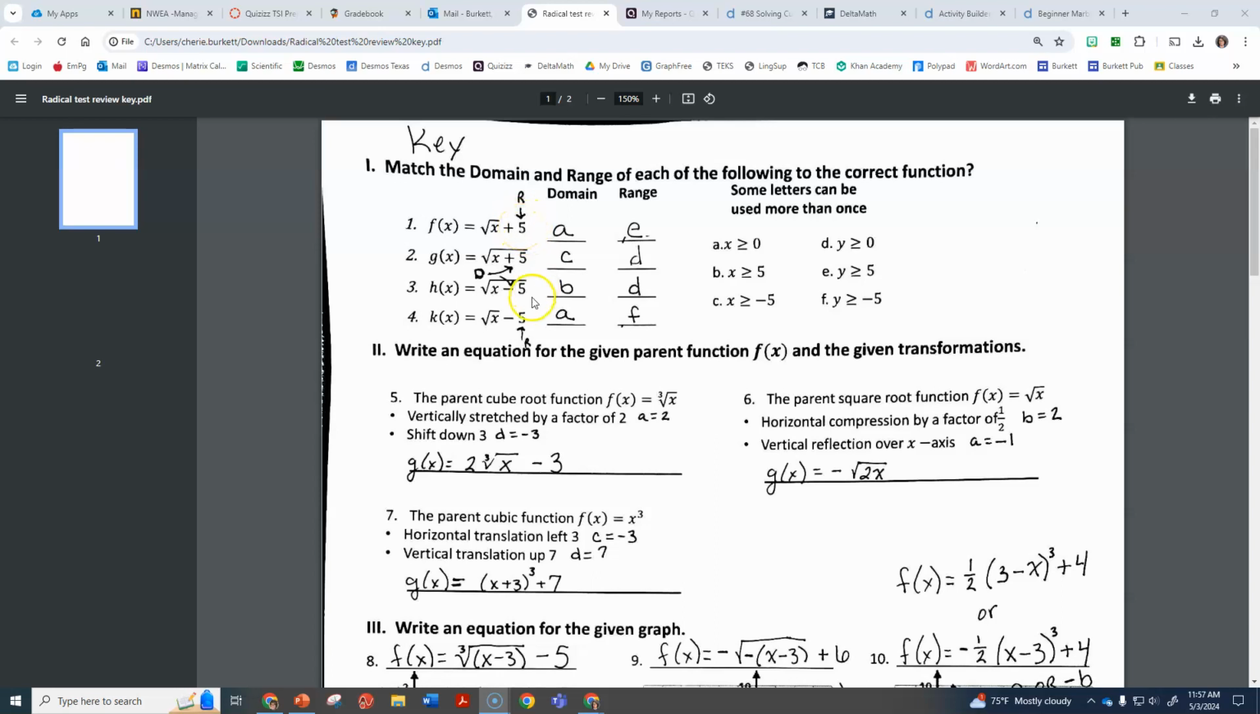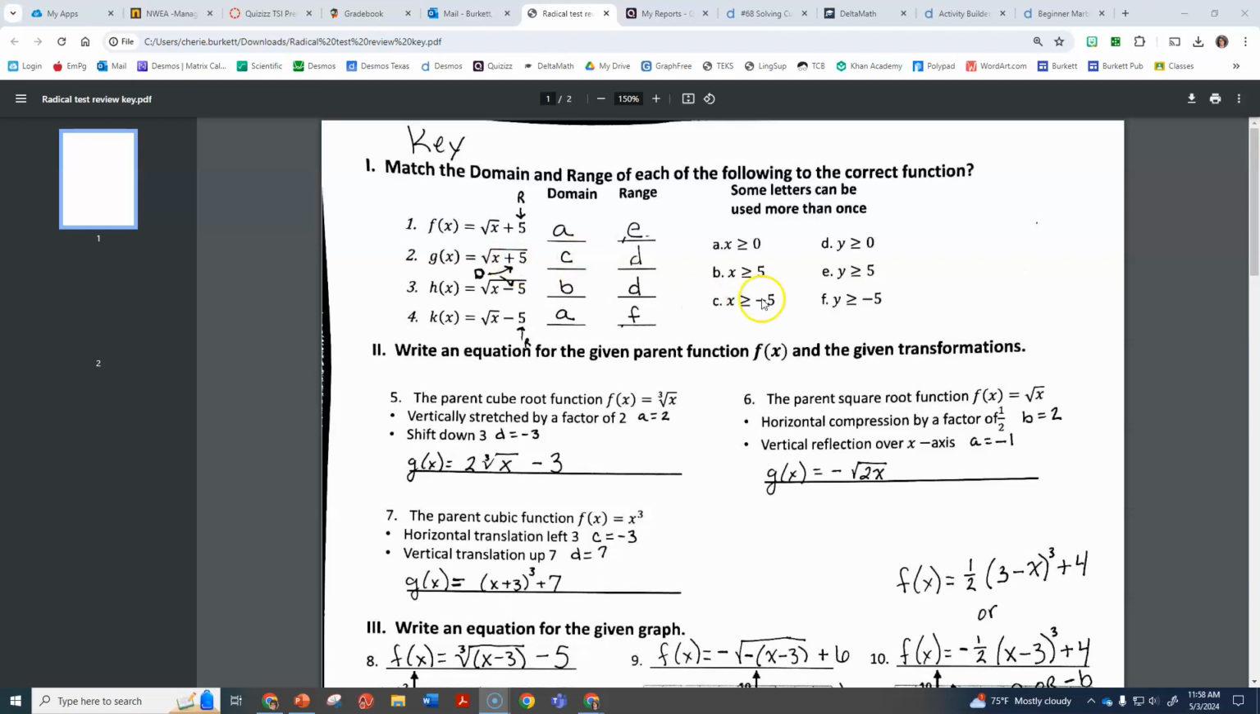D is on the outside, they change the range. C is on the inside, they change the domain. So be careful right here. That D that I'm using to point to, that 5 is the value of C and it changes the domain. So also remember that if you see a +5, we know that it shifts left.